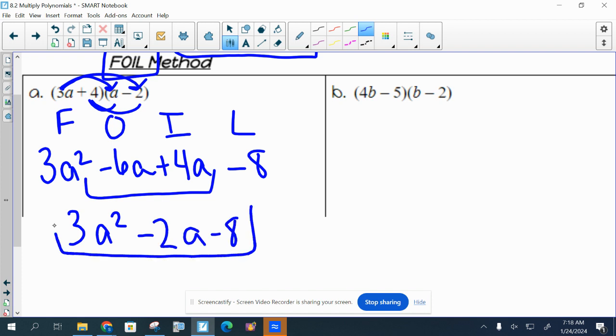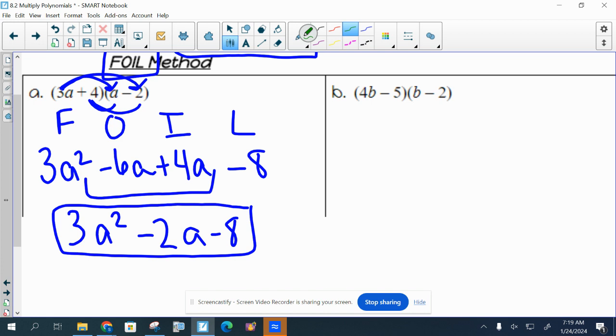Once again, this is something that you could use the box method for instead if you still prefer the box method. However, I do want you to do FOIL method for the examples and maybe try a few on your homework using FOIL method just so you know what it is and how to use it.